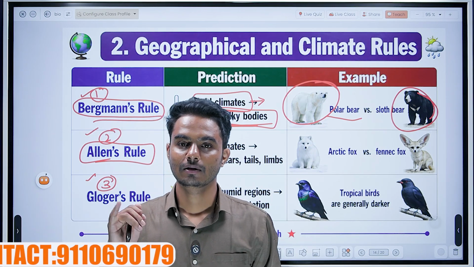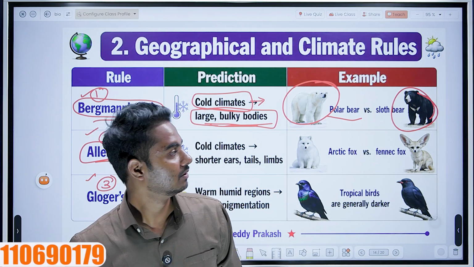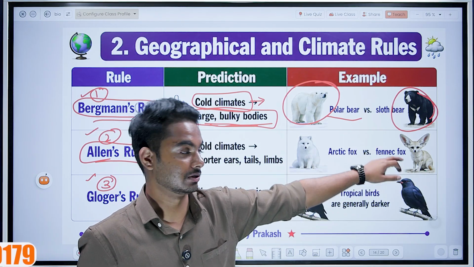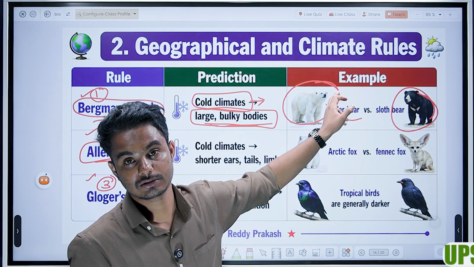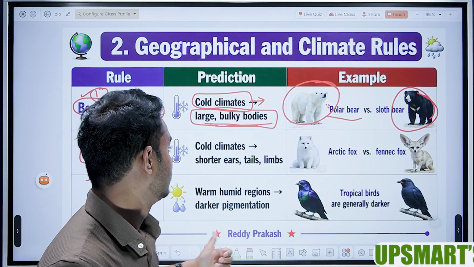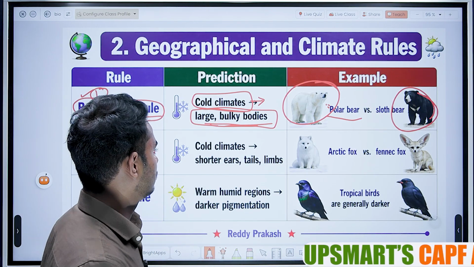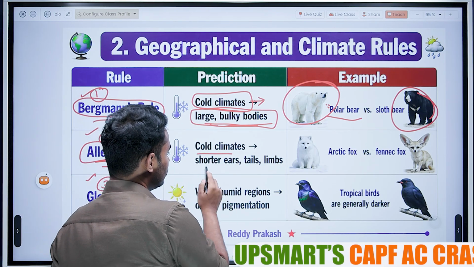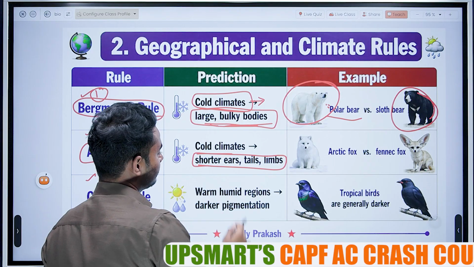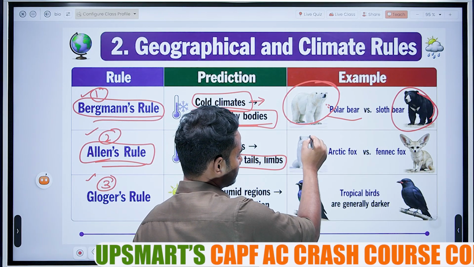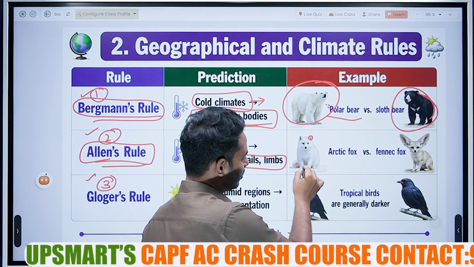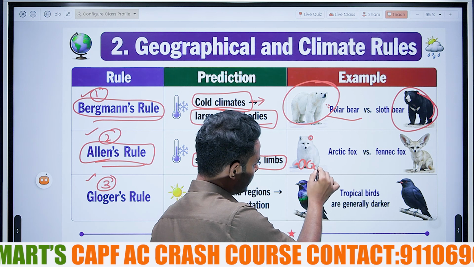Sloth bear will be very thin in nature because they live in the tropical regions. These live in the polar regions. That is the reason. Next is Allen's rule. Same cold climates, shorter ears, tails and limbs. See, shorter ears, shorter tails, shorter limbs, means legs.